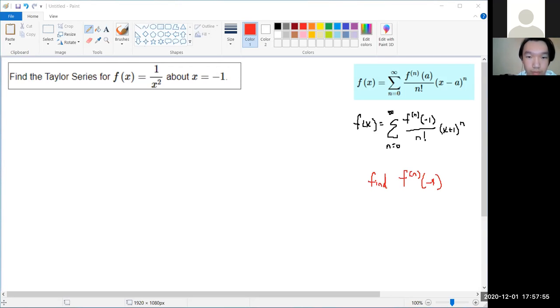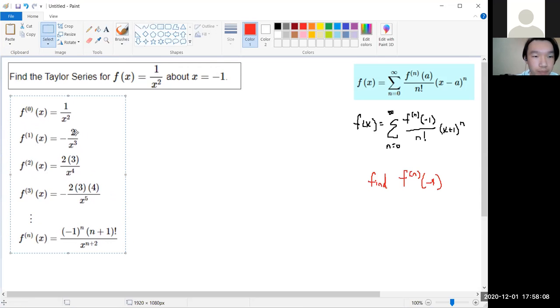Okay, so the first thing we're going to do is just take the derivative of the function a few times. So here I have the first three derivatives of the function. I don't expect you guys to take notes for this because there's a lot of stuff, so I would say just pay attention for now, okay? So the derivative of 1 over x squared is negative 2 over x to the third. And then the second derivative is that. And then the third derivative is that.